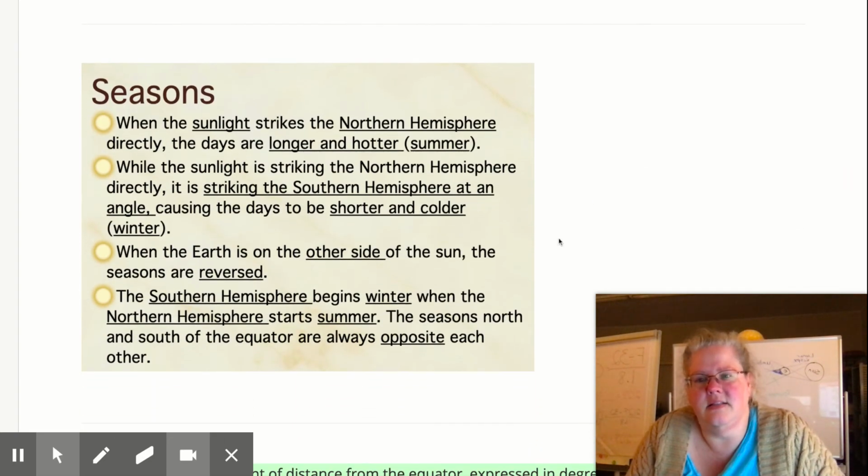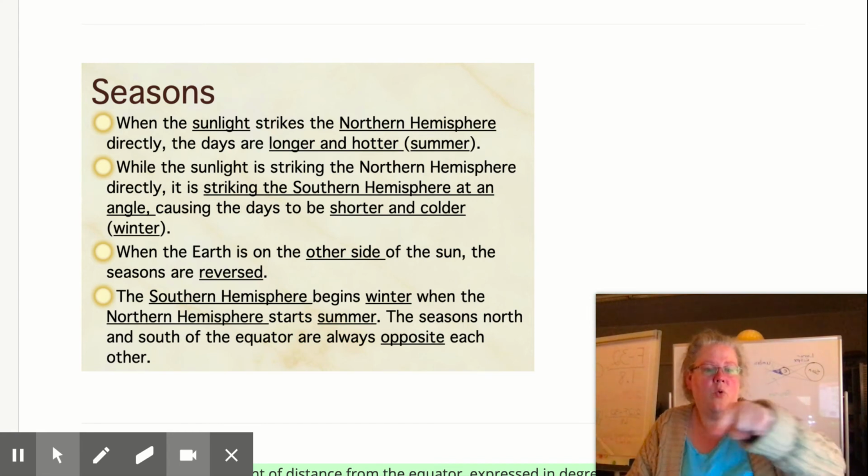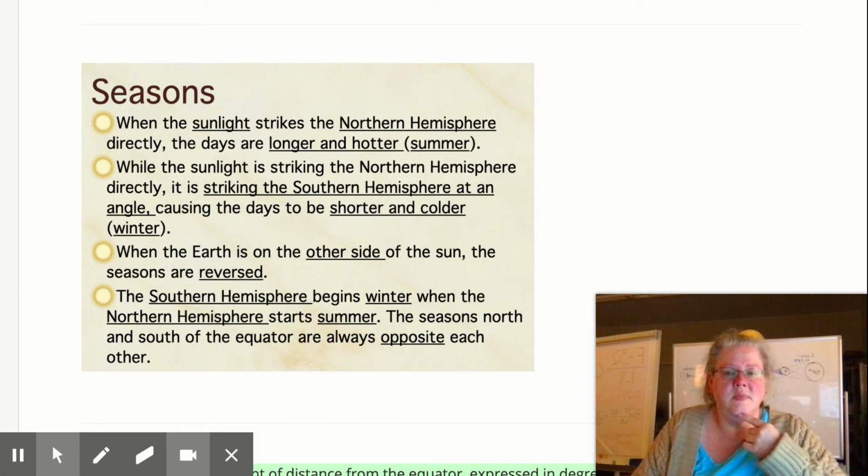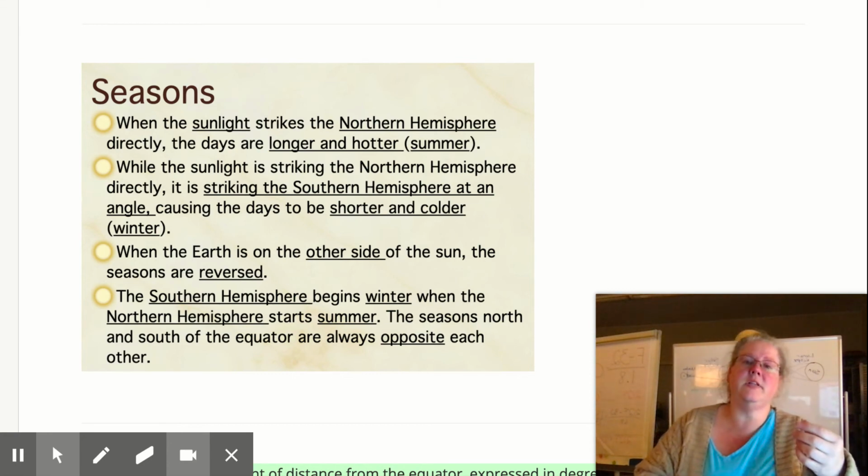So again, seasons. When sunlight strikes the northern hemisphere directly, the days are longer and hotter. It's our summer. Ironically, we have an elliptical orbit around the sun, and we are physically the closest to the sun during our winter. We are physically the farthest from the sun during our summer. It's that angle of 23.5 degrees that determines our longest and shortest days, which determines our temperature, not really our closeness to the sun.